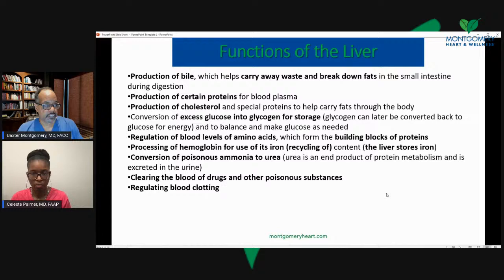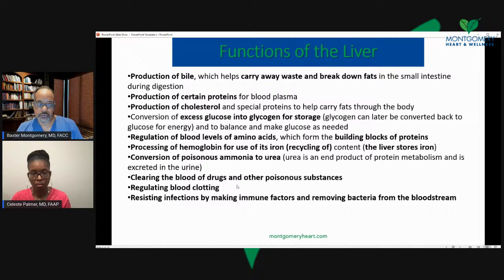It regulates blood clotting. I'm treating a young lady now who has what we call a congestive hepatopathy, but she has a congenital valve disease. So we had to go in and repair her tricuspid valve, and her liver was congested. So she bleeds very easily. And some of that bleeding problem has improved because we opened up that tricuspid valve and relieved some of the pressure from the liver. The liver's working a little better, not perfect, but the blood clotting has improved.